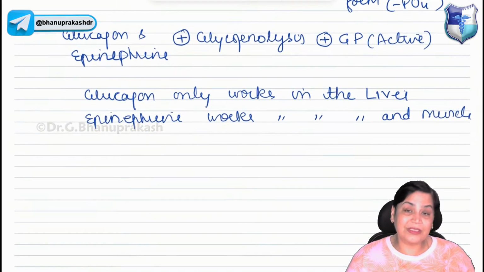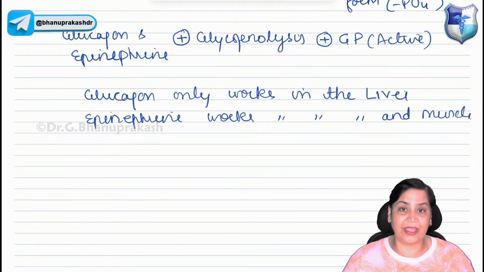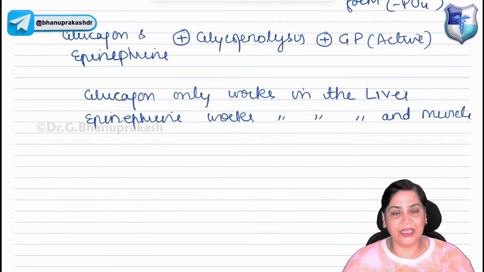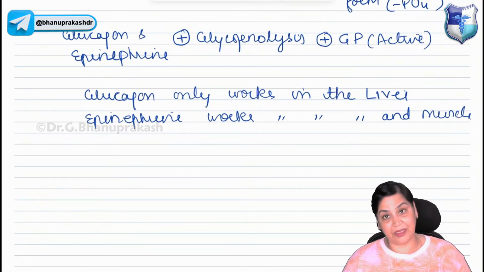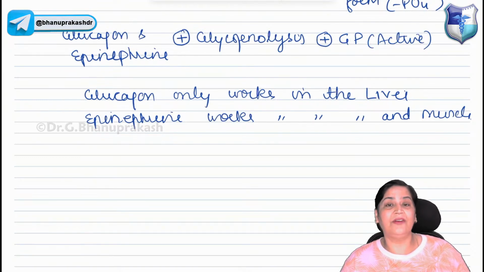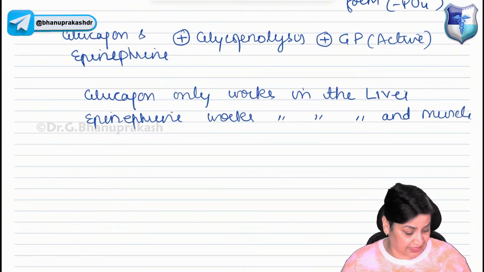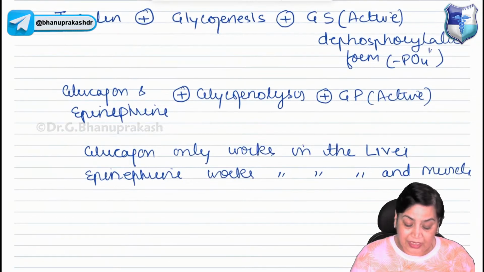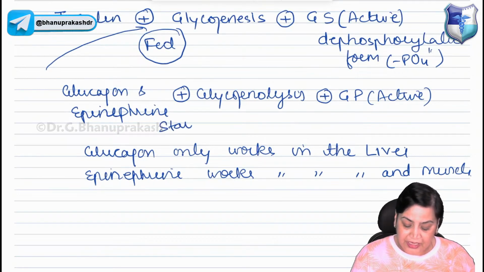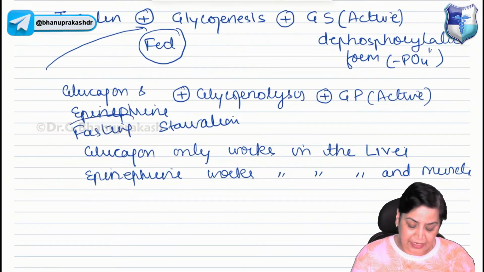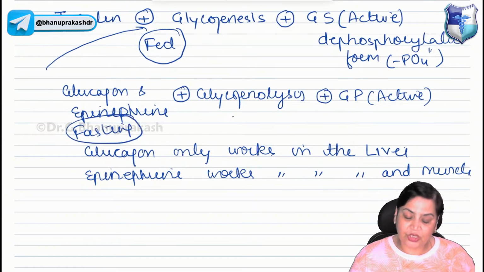But both hormones are required to regulate or to break glycogen when the energy is required by the body. And always remember, glucagon works on liver, and epinephrine works on liver and muscle. Whenever the body is in fed state, always remember insulin will work in general. So in fed state, glycogenesis is there, and in starvation, or you can say mainly fasting, glycogenolysis will take place.